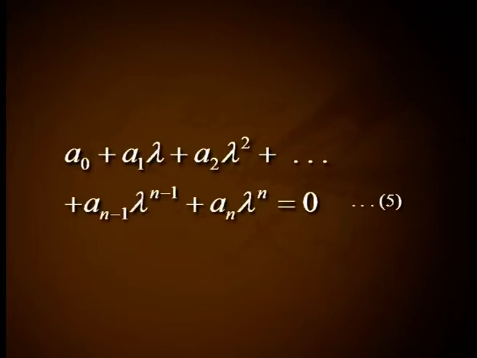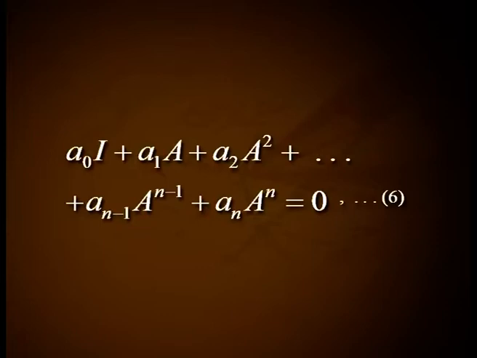Cayley-Hamilton theorem: every square matrix satisfies its characteristic equation. Remark: the Cayley-Hamilton theorem says that if the characteristic equation of an n square matrix A is A naught plus A1 into lambda plus A2 into lambda square plus etc. plus A n minus 1 into lambda raised to n minus 1 plus A n into lambda raised to n equal to 0, equation 5, where Ai are scalars, then A naught into I plus A1 into A plus A2 into A square plus etc. plus A n minus 1 into A raised to n minus 1 plus A n into A raised to n equal to 0, equation 6, where 0 is the n square 0 matrix.